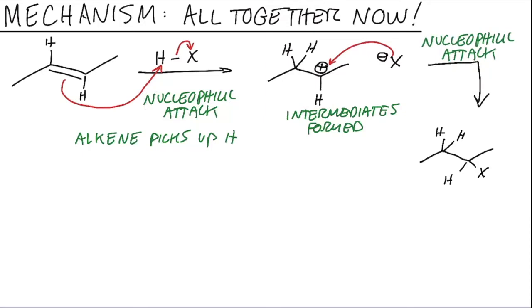So the other more wordy way that you could say this is that the halide anion attacks the carbocation. So I'm just going to call it C plus for now, but we'll talk about what that C plus is and the other word that I just used there in a moment. So we're going to attack at that C plus center. And then at the end, our products are formed.